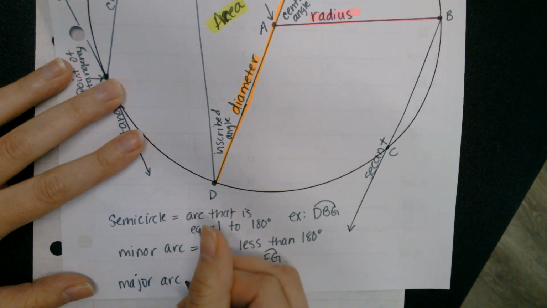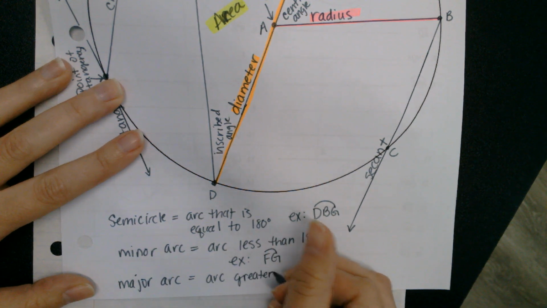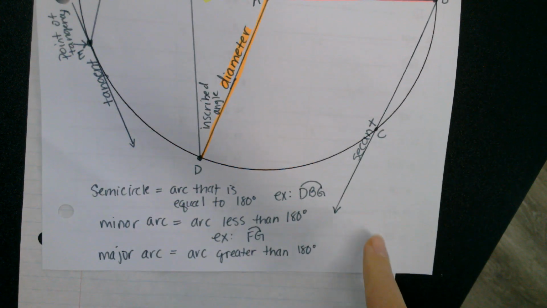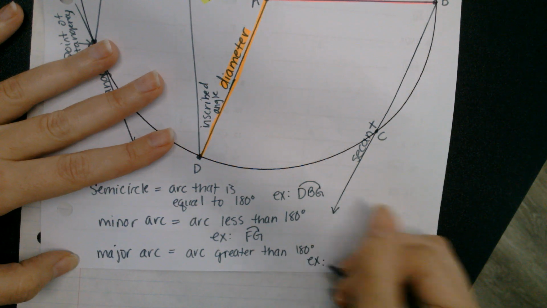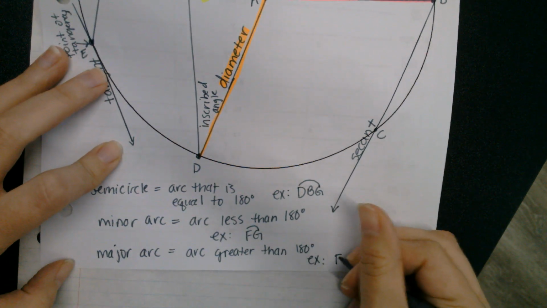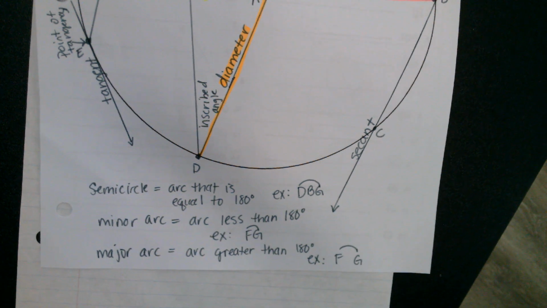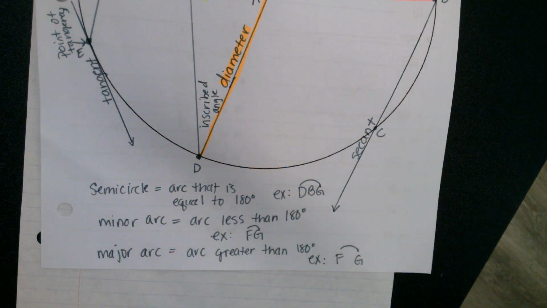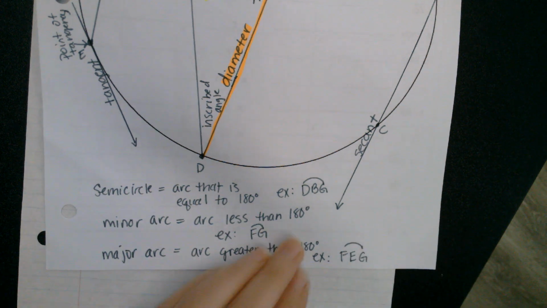Okay, so let's do that one. Major arc. Arc greater than 180. It can vote. Minors can't vote. Majors can. Major arc greater than 180. We said I want to use the same endpoints, but I want to have a point in the middle. So it literally does not matter which one. You could do FE, FB, FC, but you have to have something in the middle. So I'm going to go FE. It does not have to be the first one.